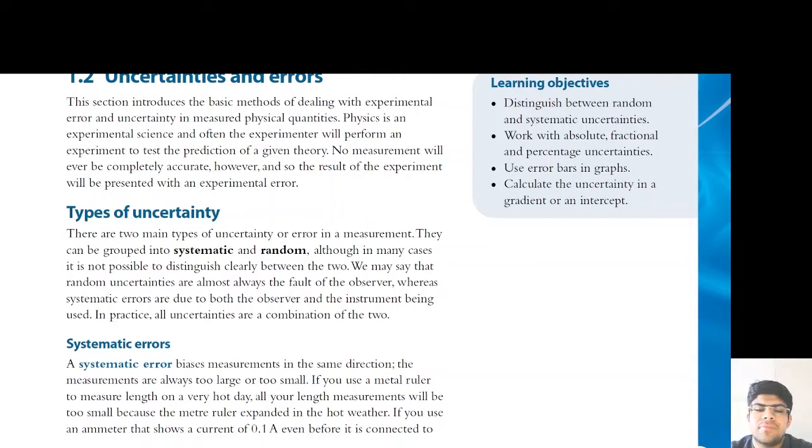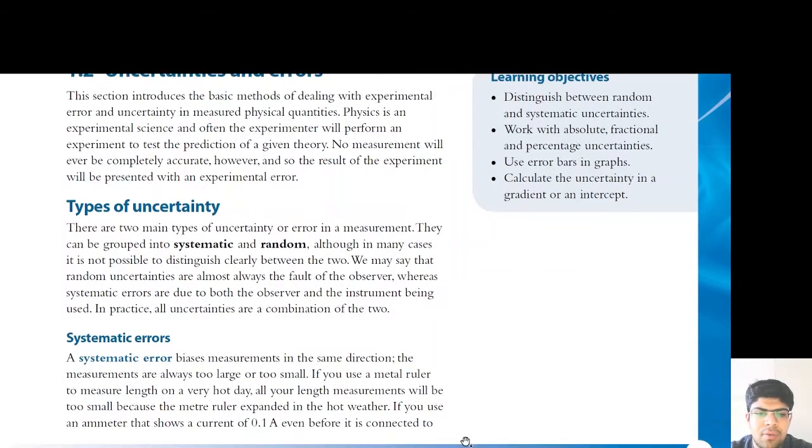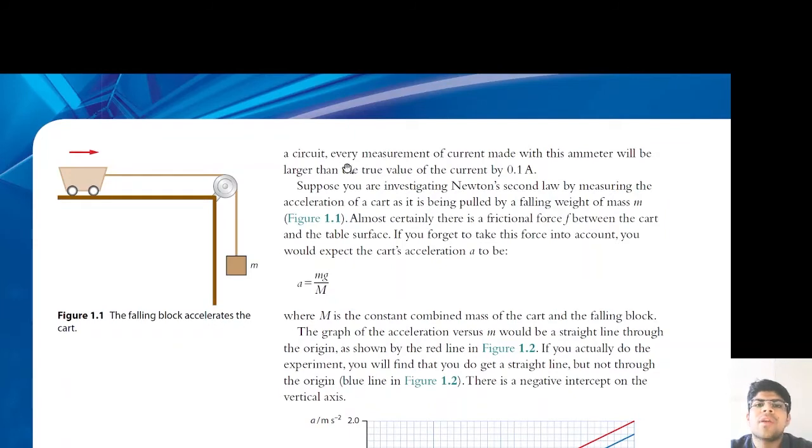Just as an example, at 40 to 50 degrees, if you use an ammeter to measure current, and it shows a current of 0.1 ampere even before it is connected to a circuit, every measurement of a current made with this ammeter will be larger than the true value of the current by 0.1 ampere. Suppose you are investigating Newton's second law by measuring the acceleration of a cart.